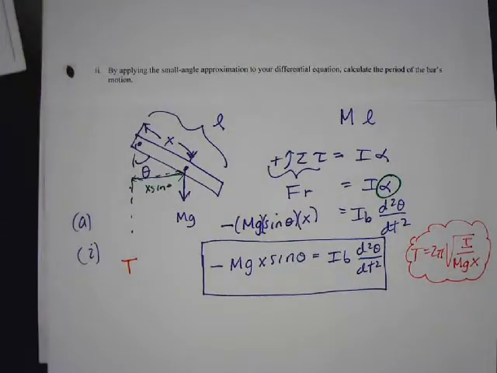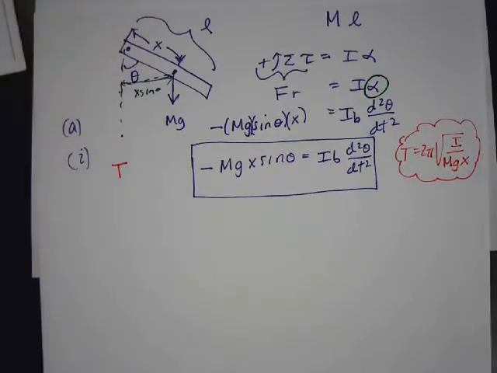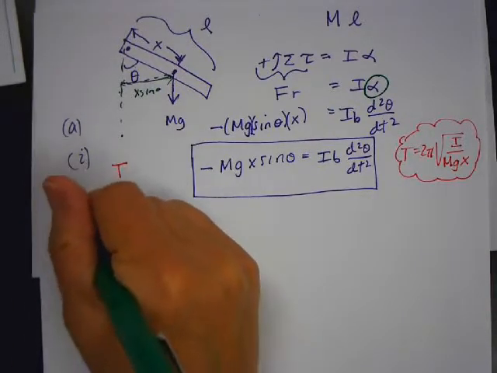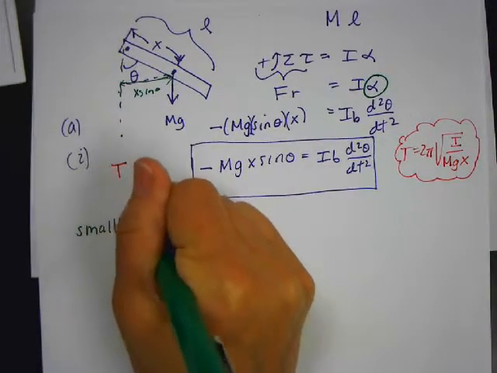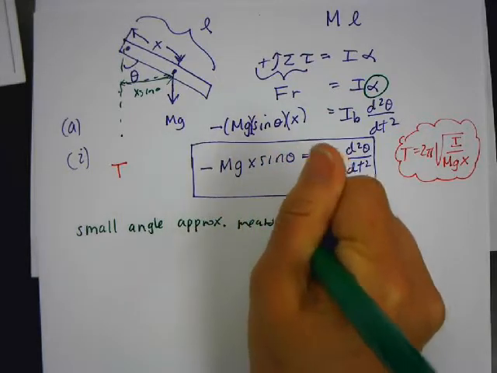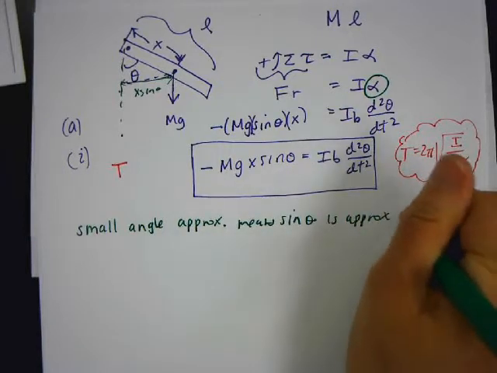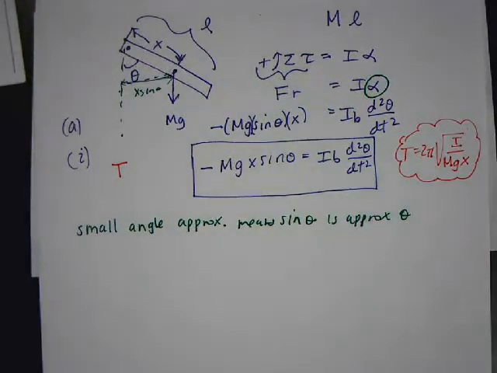So I don't want to get 1 point. I want my full 4 points on this, because this is how I'm going to get a good grade on the exam. So what do I do now? Well, it says by applying small angle approximation. So small angle approximation means that sine theta is approximately theta. That's what the small angle approximation means.